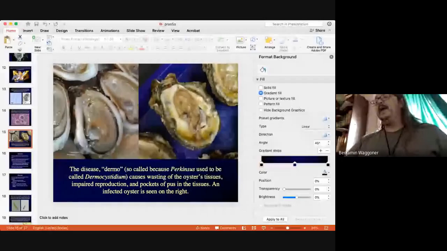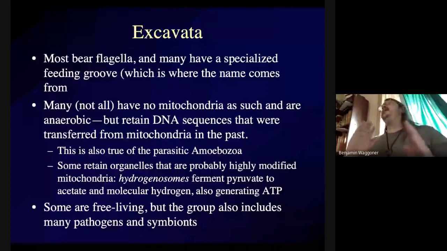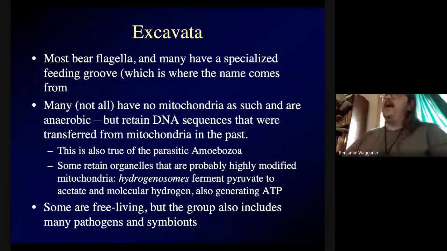So yeah, you got normal oysters there on the left and an infected one on the right. Okay, that's all we're going to say about Alveolata. So that's Apicomplexa, which is a big group of parasites, and then there's a few parasitic groups in the Ciliophora and the Dinoflagellata. The Alveolata are a subgroup of a super duper group called SAR.